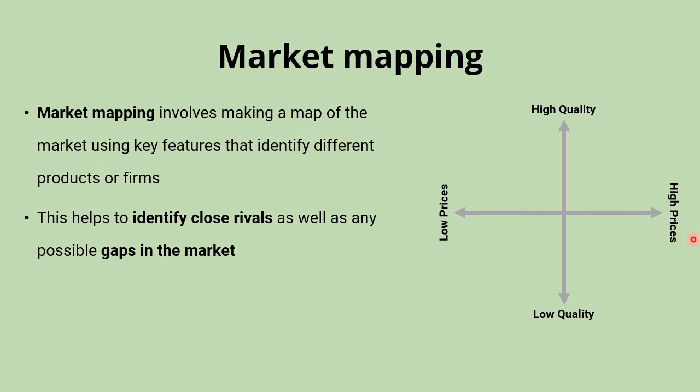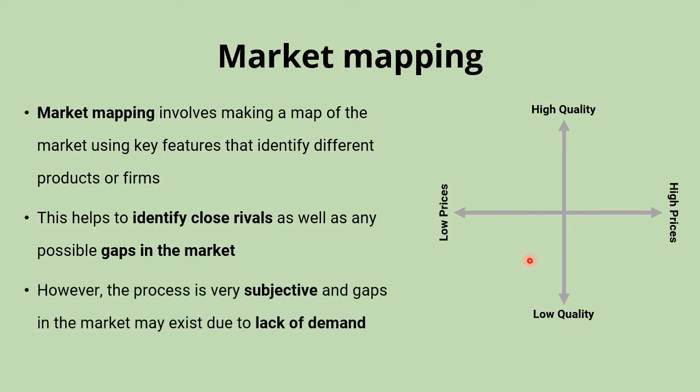Because if you're a high quality firm and you're up here in the market map, then you're going to be more interested in what other rivals in a similar position to you are doing. Because businesses that are down here in a different section of the map will have very different target customer groups to you. Also, for businesses that are starting up, it can help them to identify any possible gaps in the market where they could try and satisfy a demand that's not currently being catered for.